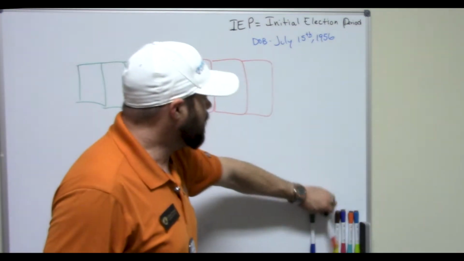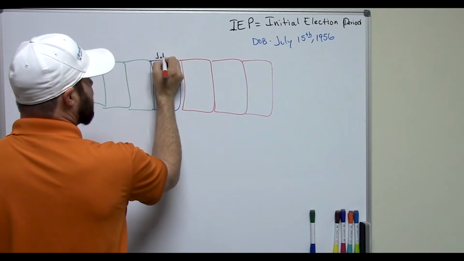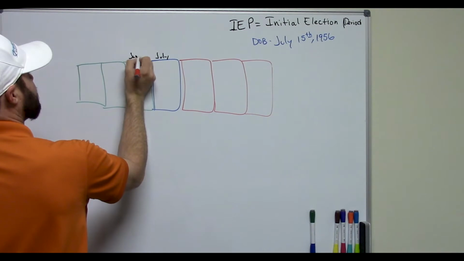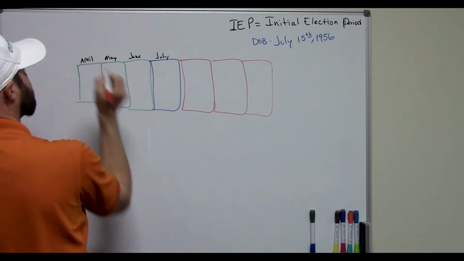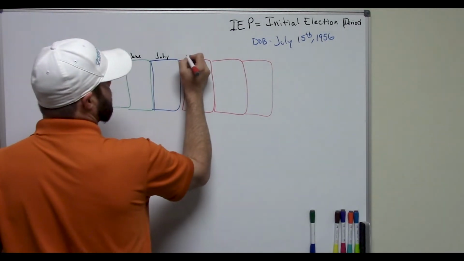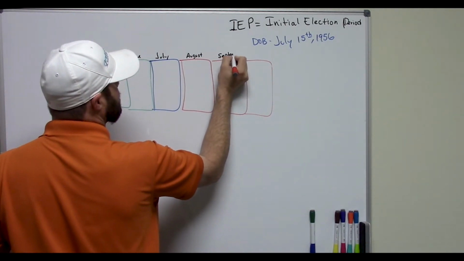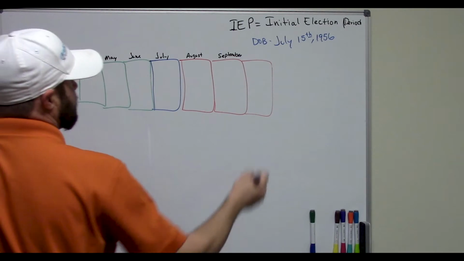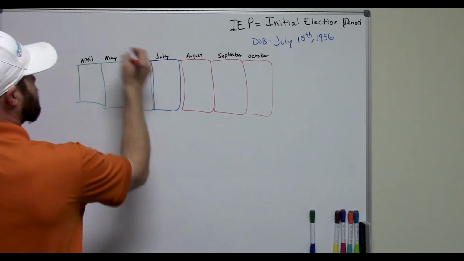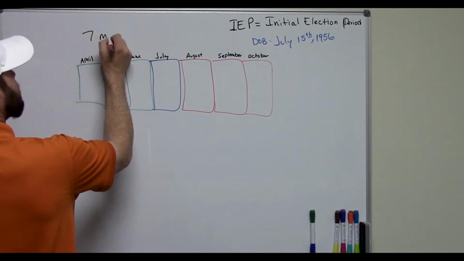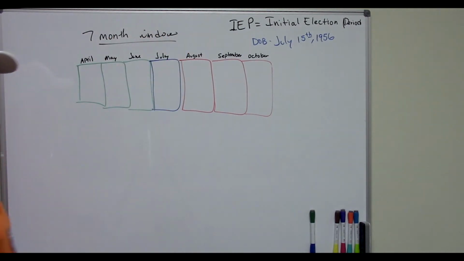And so in essence, what we have is 3 months prior, the month of, and so this is going to be July. We have June here, May, and then beautiful April. We also have the 3 months after. We have August, September, and October. So we have this 7-month window in which you have to operate.